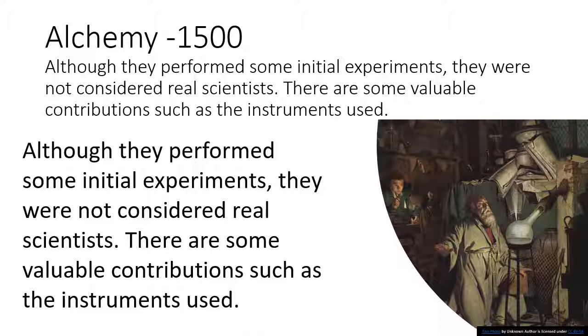Alchemy is called a pseudoscience. This is actually important to understand. And the word pseudo means sort of. So the process through which the alchemists performed their experiments was not strictly scientific. It was sort of scientific. Alchemy is not considered to be a science.